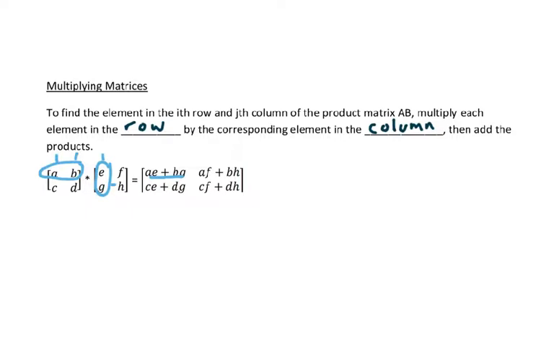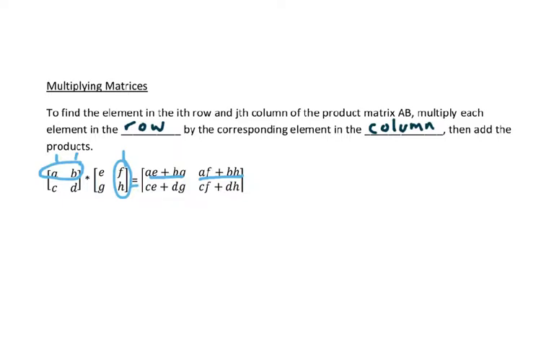And again, I'm going to erase so you can see. We're going to keep the first row, and now we're going to move to the second column. So now we've got row 1 times column 2. That's where we get this answer: A times F and B times H. And when we add that together, we'll get an answer.